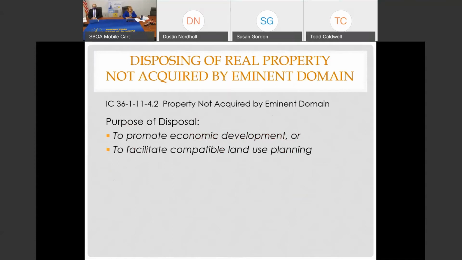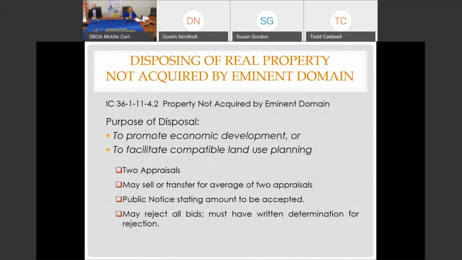Okay, if you have a property that was not acquired by eminent domain and the purpose of disposal is to promote economic development or facilitate compatible land use planning, then you can follow the provisions in this section. There are still 2 appraisals that are required, and you may sell or transfer that property for the average of those 2 appraisals. There is a public notice statement requiring the amount that will be accepted. And then, of course, council can reject all bids, but if they do so, they have to make a written determination for that.